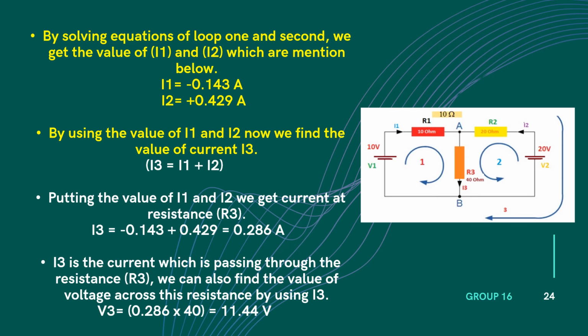By using the values of I1 and I2, now we can find the value of I3. I3 equals I1 plus I2. By putting in the values of I1 and I2, we can get the current at resistance R3. I3 equals negative 0.143 plus 0.429, and we will get 0.286 ampere for I3. I3 is the current which is passing through the resistance R3. We can also find the voltage across this resistance by using I3. V3 equals 0.286 times 40, and we will get 11.44 volts.